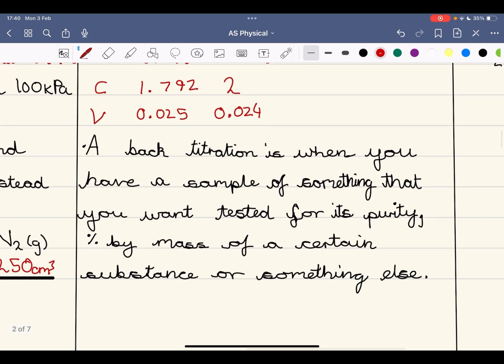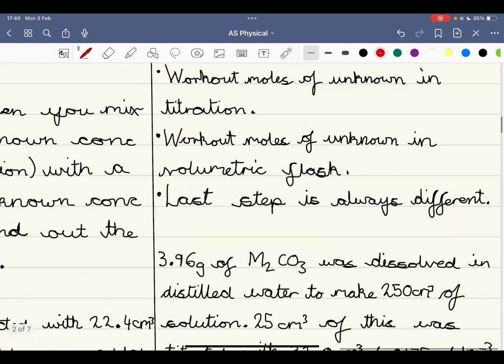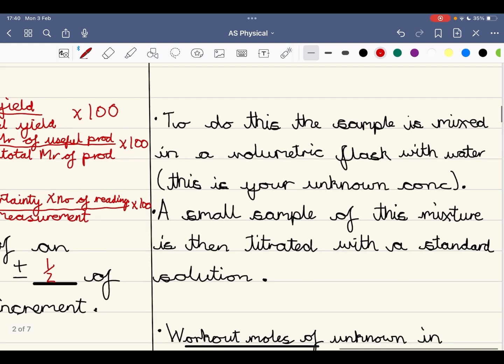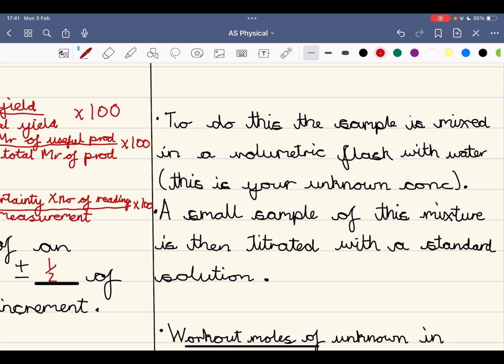A back titration is when you have a sample of something that you want to test for its purity or percentage by mass of a certain substance or something else. So in order to work out the purity, we mix the sample with water in a volumetric flask, so with those big flasks, and this big solution that we have is our unknown concentration. So we take a small sample out of this big flask and we titrate it with a standard solution. Okay, so that's basically just a normal titration calculation.